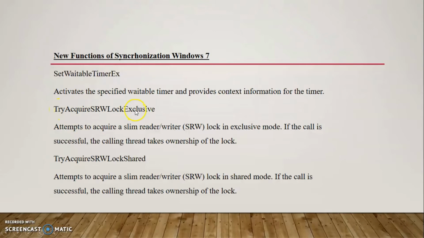In TryAcquireSRWLockExclusive, for the return value, if the lock is successfully acquired, the return value is nonzero. If the current thread could not acquire the lock, the return value is 0. It's the same as TryAcquireSRWLockShared. The return value is the same. What we look at here, the difference is exclusive and shared. Exclusive mode is more private and shared mode is more public, so they can share. That's all.